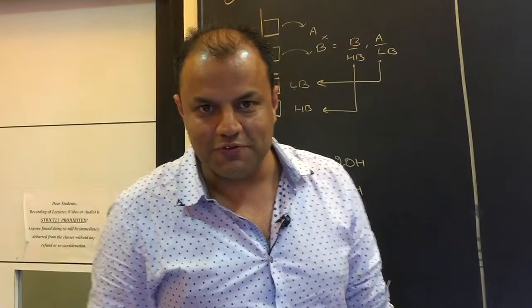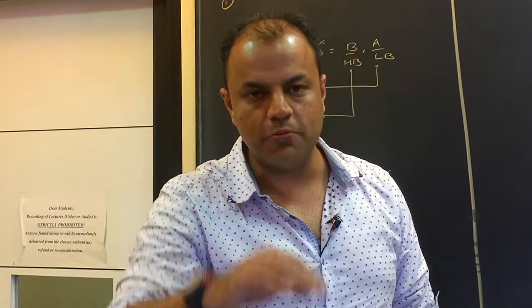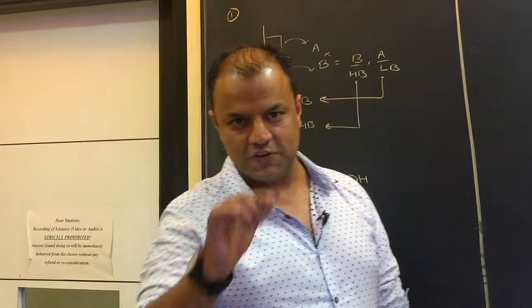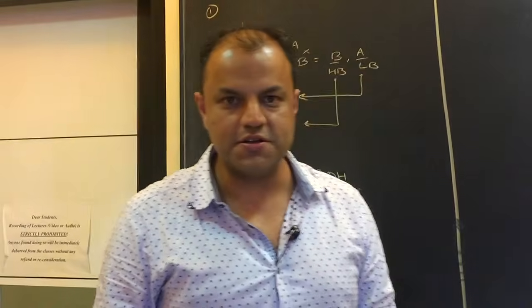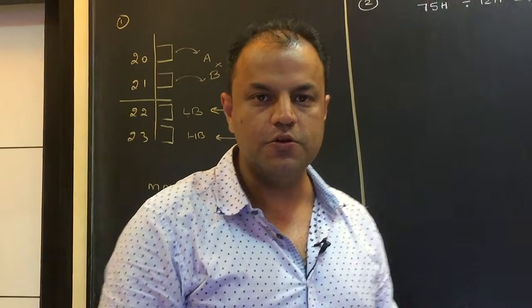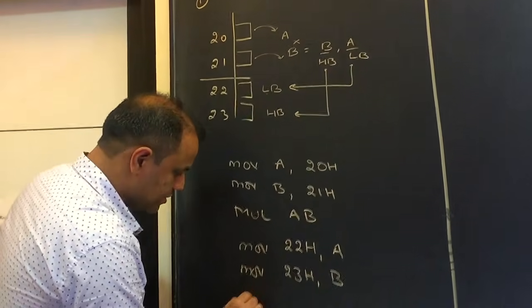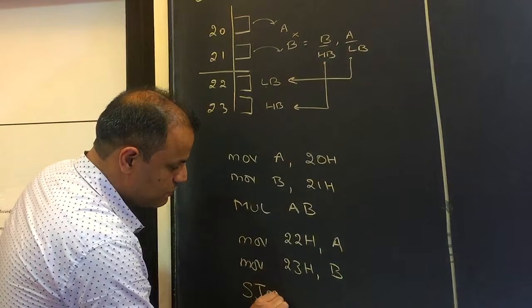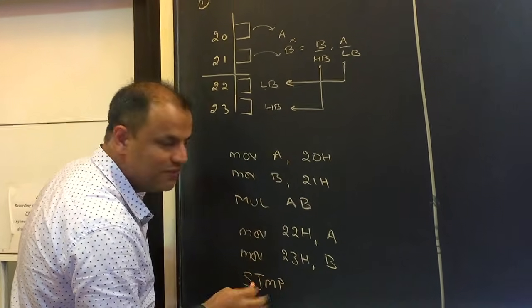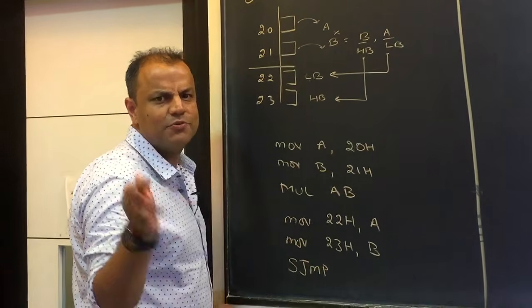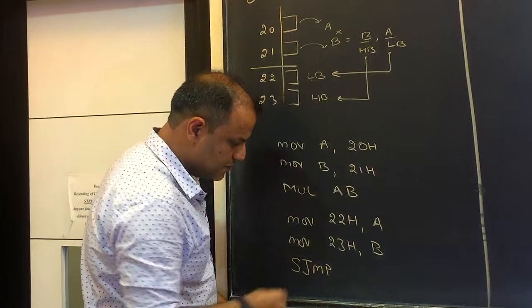So, how will the examiner come and check your result, because the values have changed? What you need to do is stop the processor over here. How do you stop the processor? By writing halt? No, there is no halt instruction in 8051 at all. Then, how do you stop the processor? By writing the instruction SJMP. What is SJMP? Short jump. Short, long and absolute is just the distance. The idea is it's a jump.